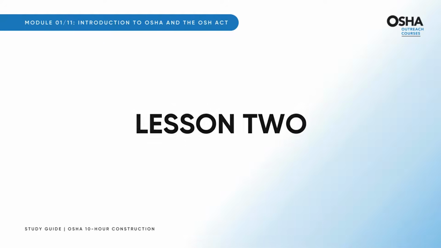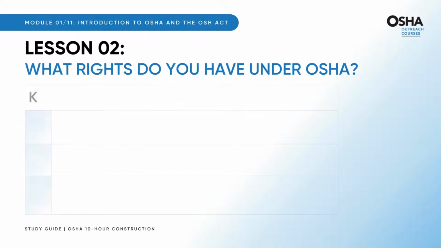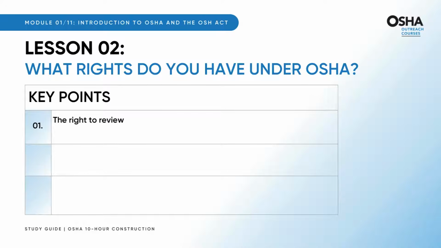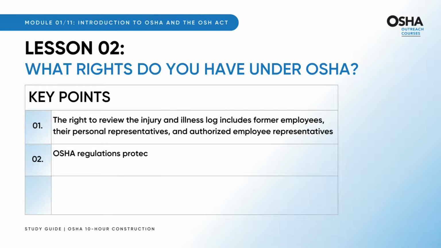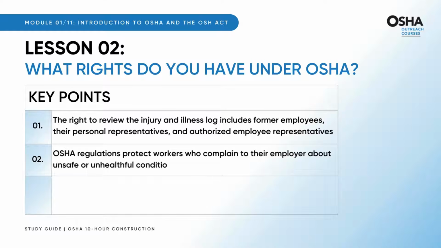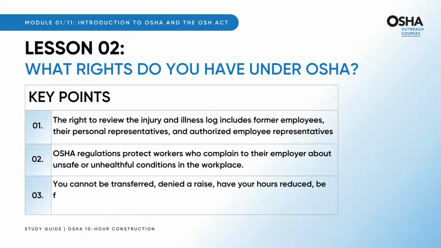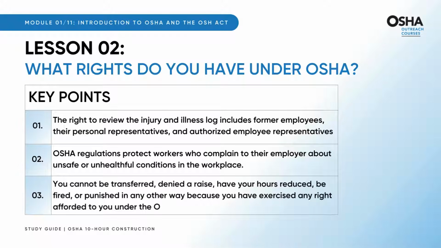Moving on to the second lesson, what rights do you have under OSHA? The key points are: the right to review the injury and illness log includes former employees, their personal representatives, and authorized employee representatives. OSHA regulations protect workers who complain to their employer about unsafe or unhealthful conditions in the workplace. You cannot be transferred, denied a raise, have your hours reduced, be fired, or punished in any other way because you have exercised any right afforded to you under the Occupational Safety and Health Act.